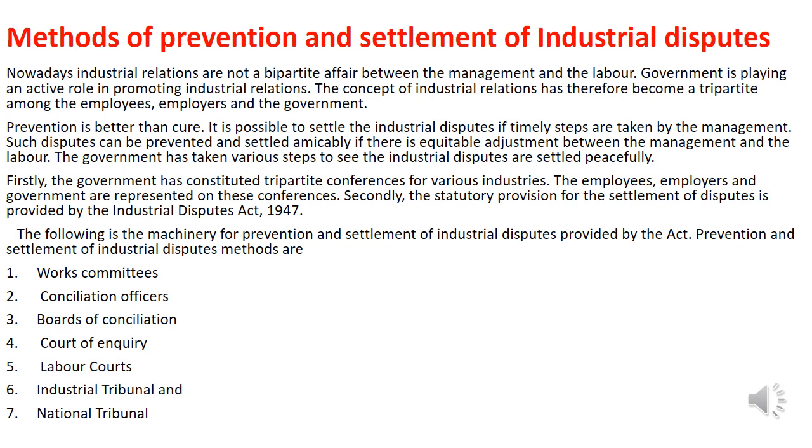For settlement of industrial disputes we have two kinds of authorities, conciliation authorities and adjudicating authorities. Under conciliating authorities we have works committee, conciliation officers and board of conciliation. Under adjudicating authorities we have court of inquiry, labor courts, industrial tribunal and national tribunal. All these seven participate in the prevention and settlement of industrial disputes.